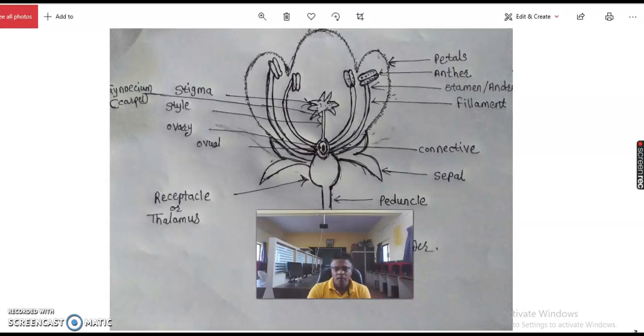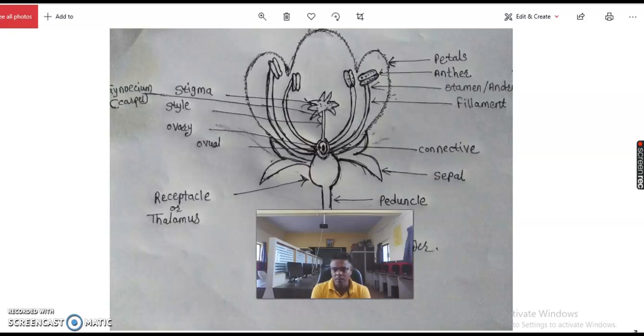Then we study the fourth whorl of the flower, that is known as the gynoecium. It is the female reproductive whorl of the flower. It is composed of one or more carpels. Each carpel represents a modified female reproductive leaf known as a megasporophyll, which bears megaspores, that is the female spore.